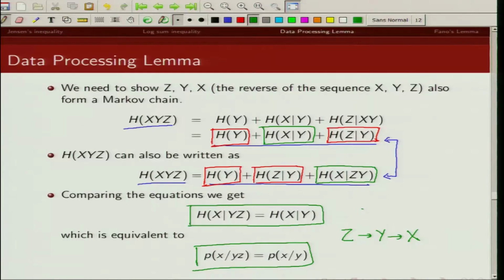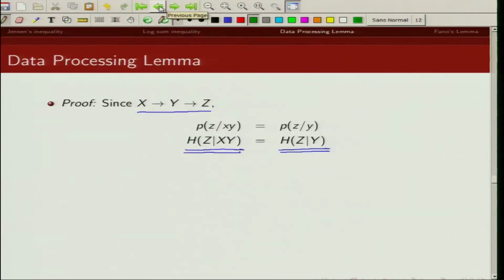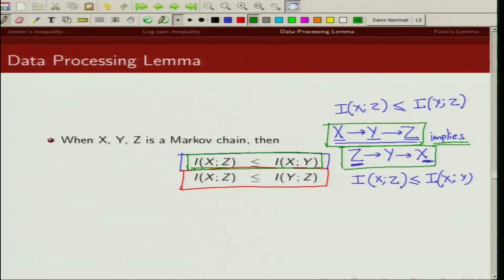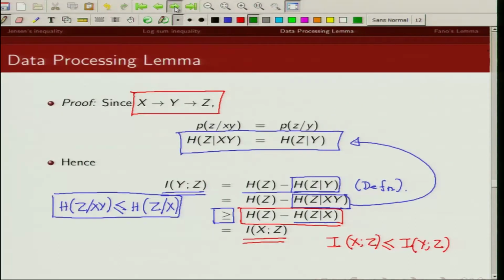So what I have shown you is that if x, y and z form a Markov chain, this also implies that z, y and x also form a Markov chain. Hence, using the proof that we just gave before, we can write that mutual information between x and z is less than or equal to mutual information between x and y, and this proves our second result. This proves our result that mutual information between x and z is less than mutual information between x and y. So this is our data processing lemma.